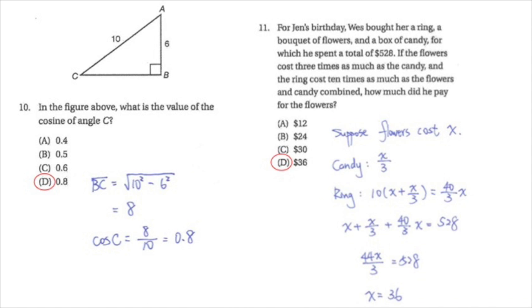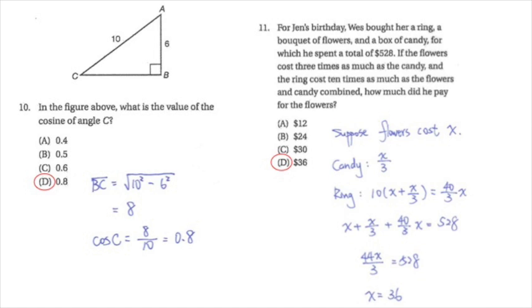Question 10. With the figure, we're asked to find cosine C. So to find cosine C, we need to know the value of the length BC. So BC, according to Pythagoras theorem, equals the square root of 10 squared minus 6 squared, which equals 8. So cosine C equals BC over AC, which is 8 over 10, which equals 0.8.